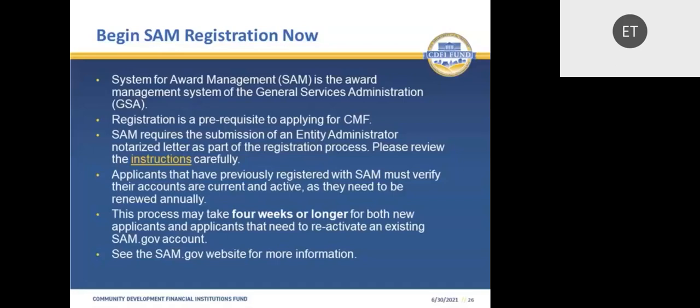One other thing to highlight, and this is extremely important, is that the SAM registration and renewal process can take 4 weeks or longer. So it's extremely important that if you don't have a SAM account, or if you need to renew your SAM account, that you start working on that now and not wait until the round opens, because this process does take considerable time. And this is one of the reasons we host these webinars, is to let you guys know that this step is important, and you should start working on it as soon as possible. If you do have questions about SAM.gov, you should refer to the SAM.gov website. There's a phone number for their help desk, and also an email that you can direct your questions to.